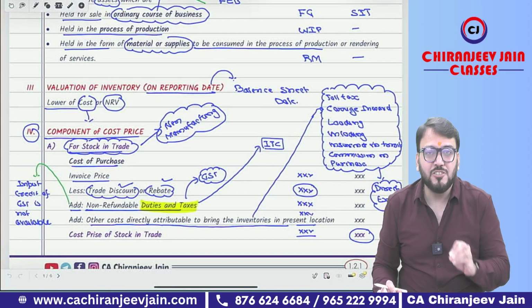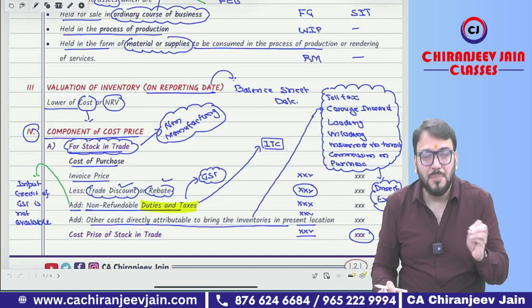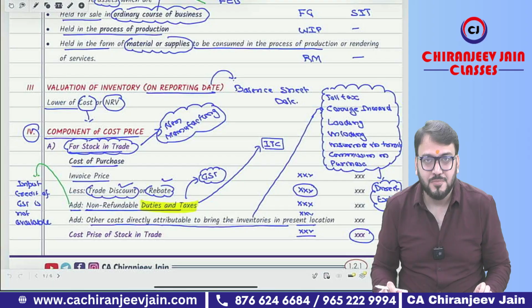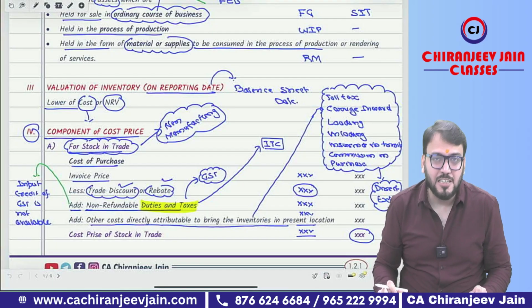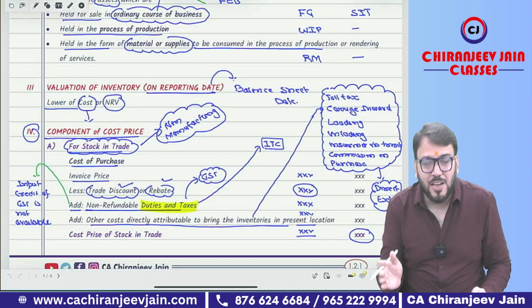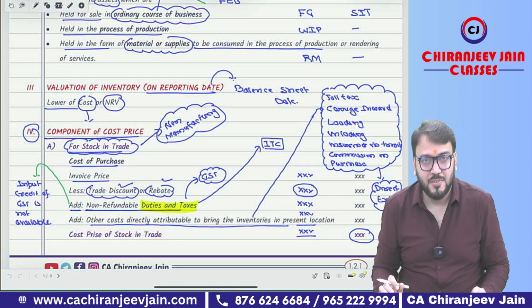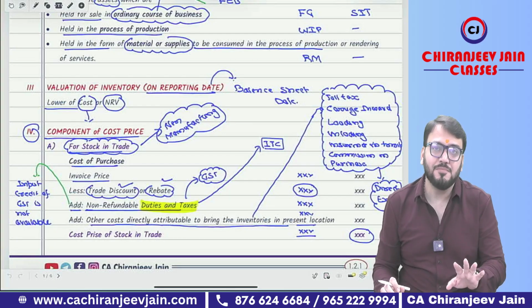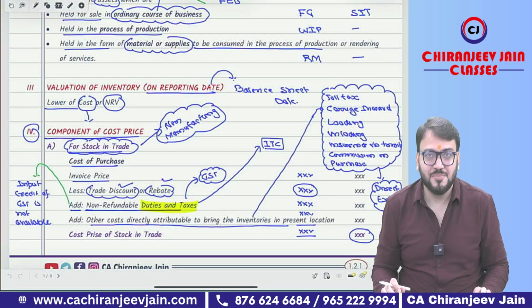Now, the objective of this AS2 is to measure inventory on reporting date. So for the purpose of measurement, what is the valuation criteria? They will value at cost price or net realizable value on reporting date. However, initial recognition will be done at cost price only.